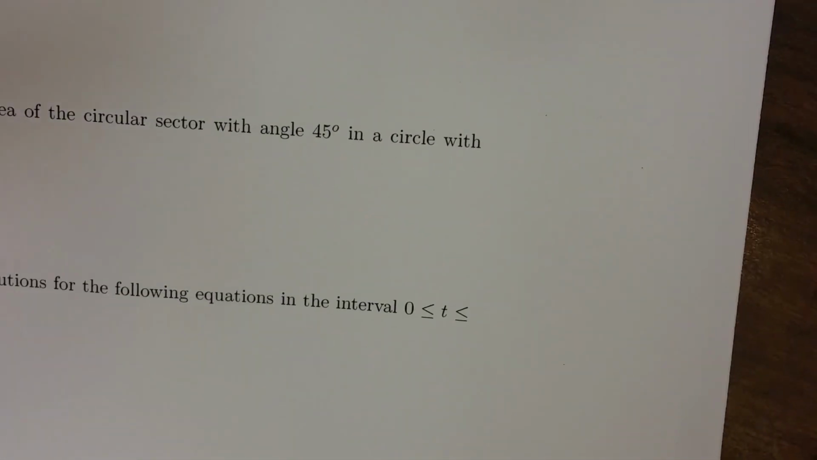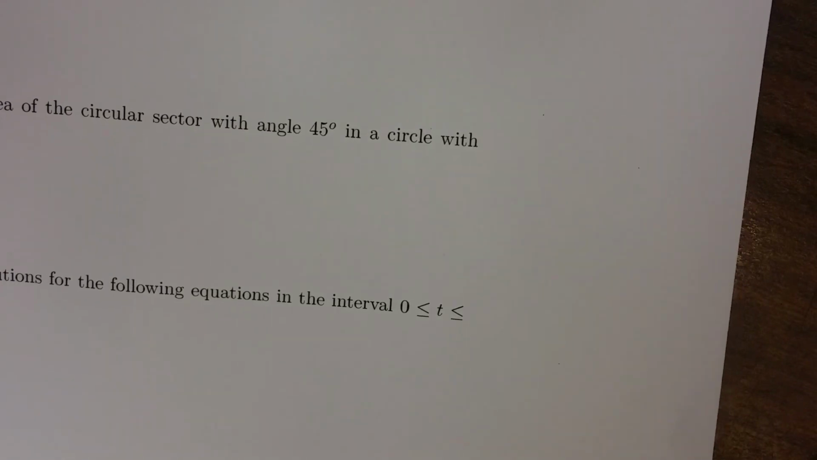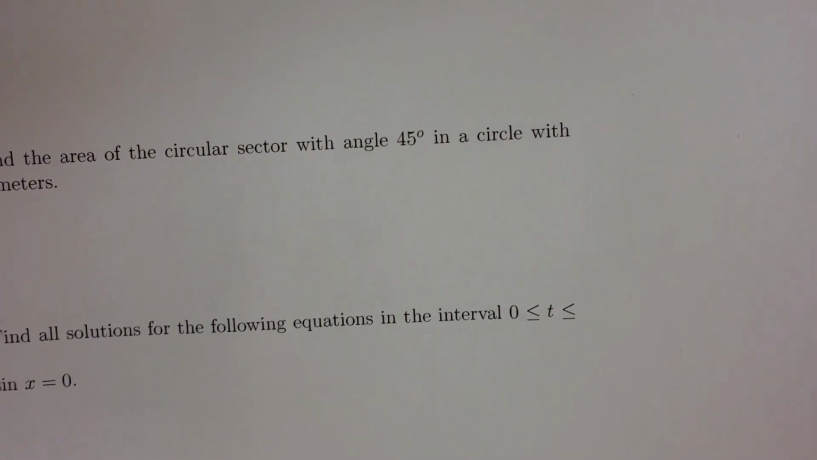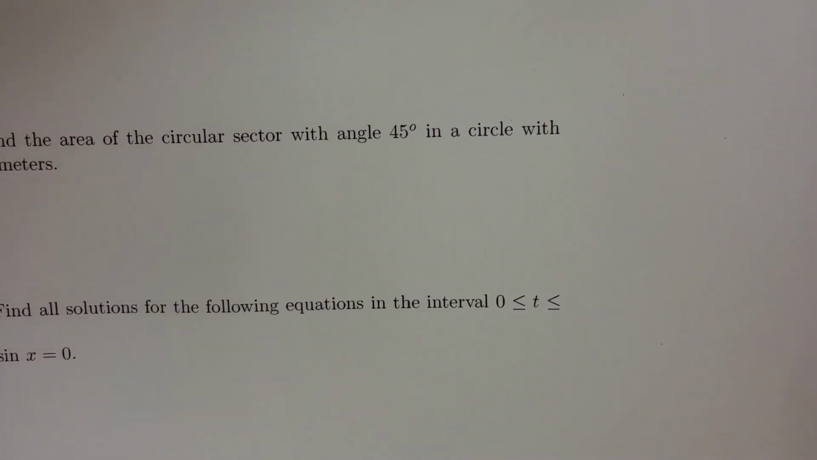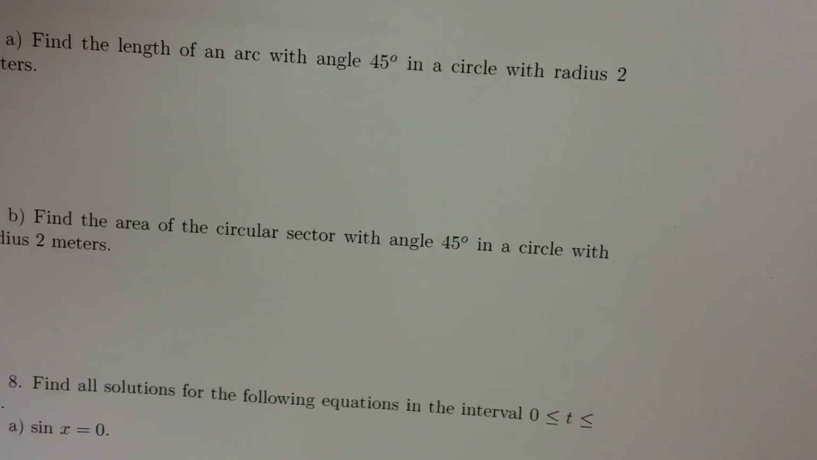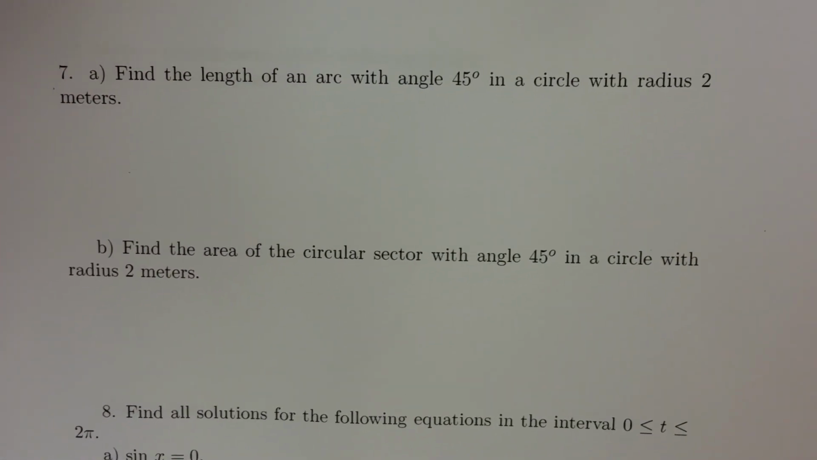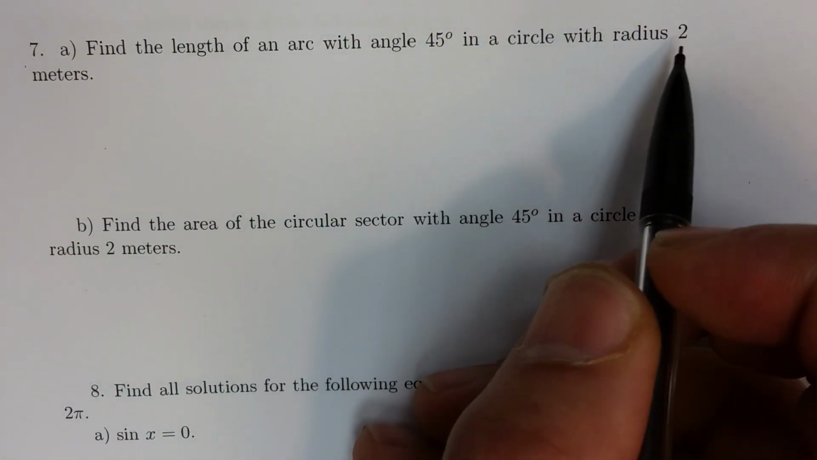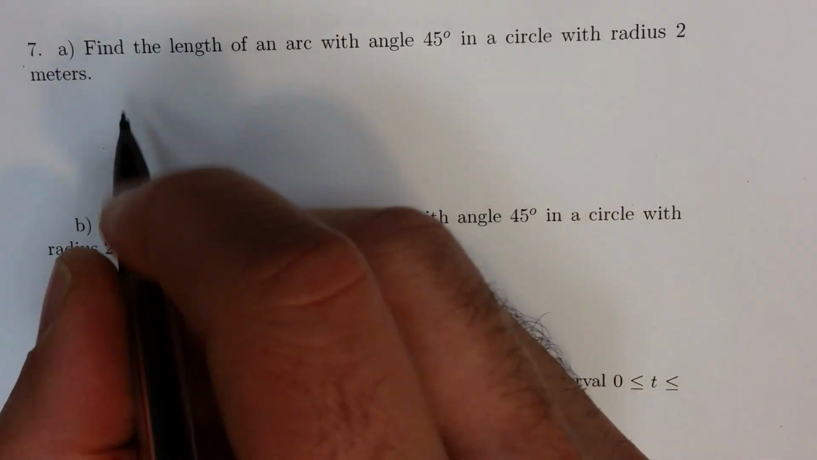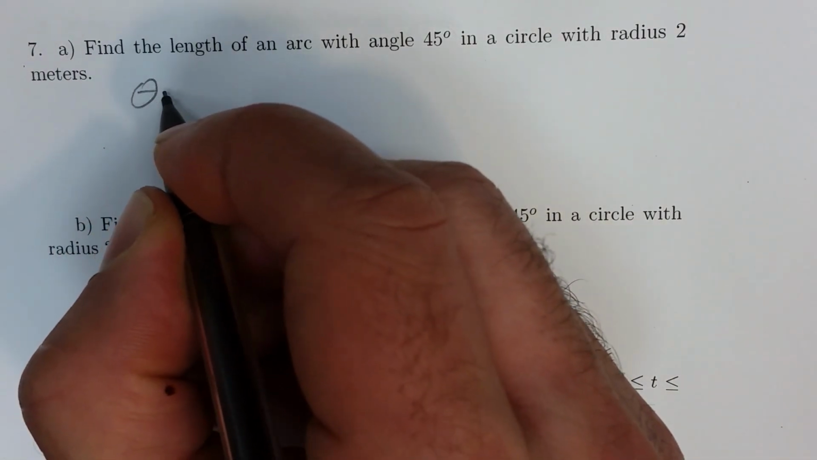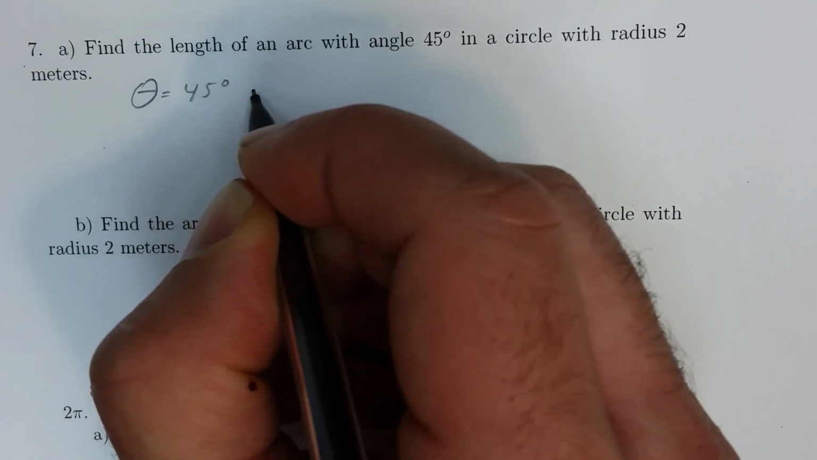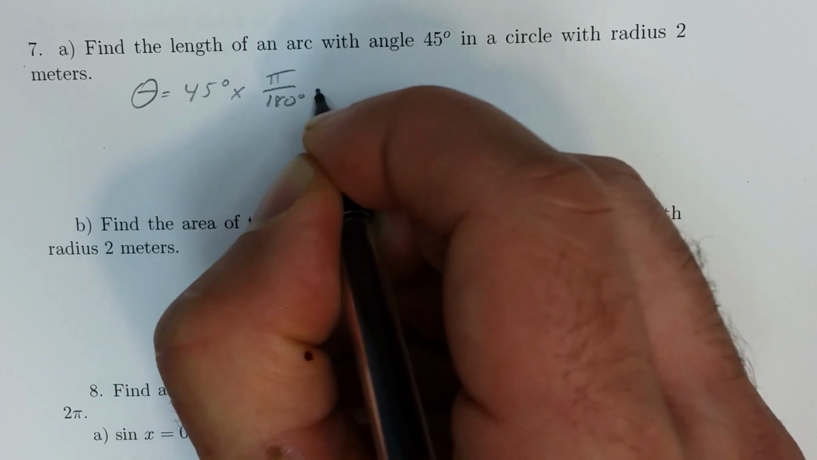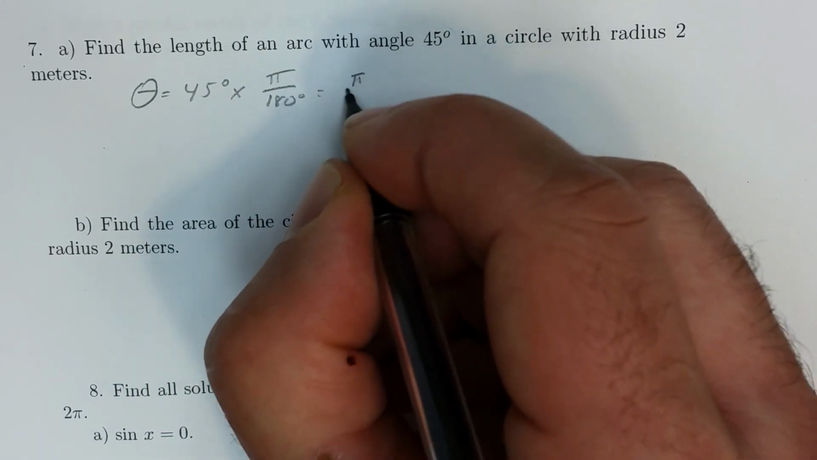Okay, let's take a look at the next page. We're taking a look at questions that deal with trigonometry. So find the length of an arc with angle 45 degrees in a circle with radius 2. Well, our very first job there is to turn that angle into radians. So 45 degrees times pi divided by 180 degrees, and that equals pi divided by 4.